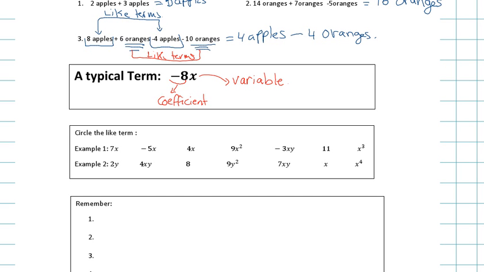In order for you to say that these two are like terms, they must have the same variable. Okay? So, like terms must have the same variable.